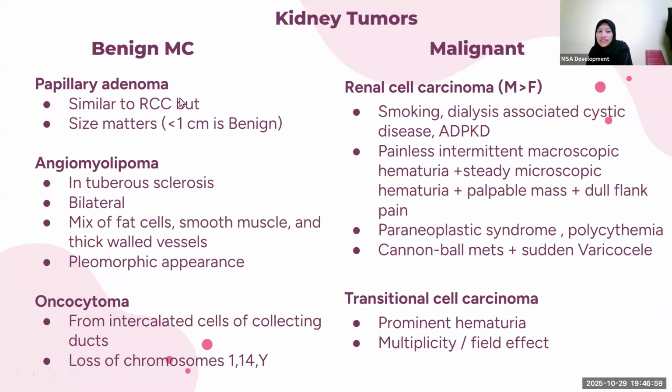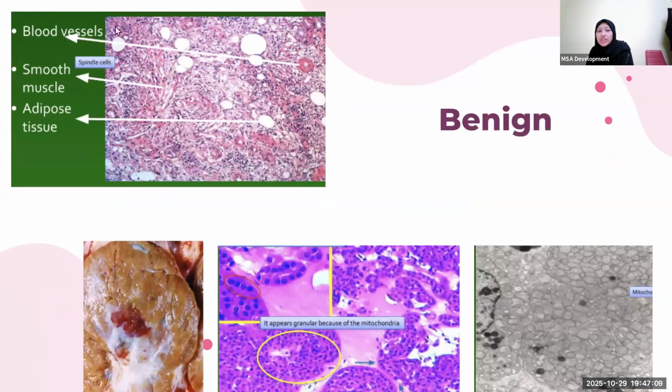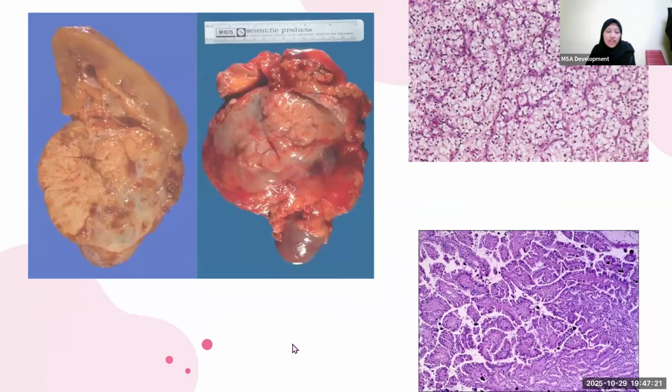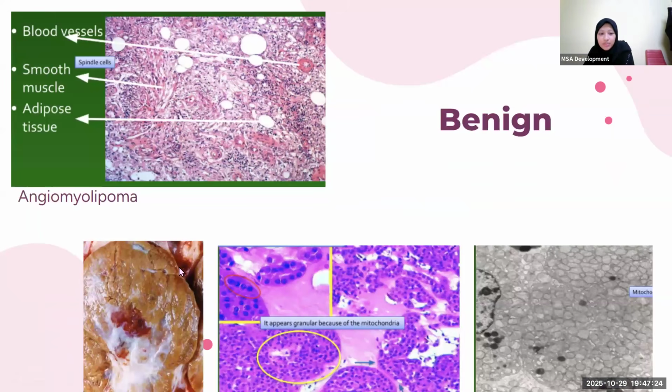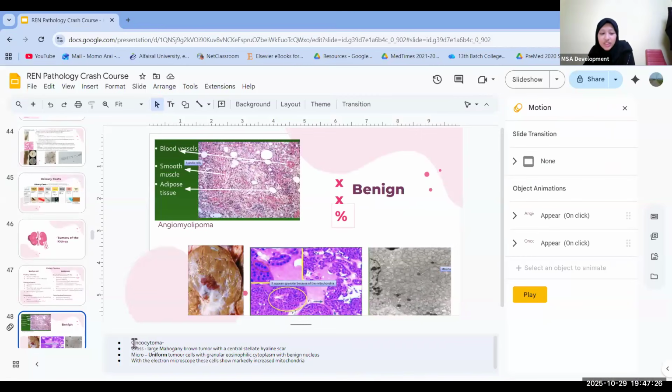Papillary adenoma is, again, very small. It's just the size that is different, but it looks very similar to renal cell carcinoma, which I'll show later. So this one is a mixture of normal cell and angiomyolipoma. This one with the scar and the uniform cells, these are not cancerous cells yet. This is oncocytoma. I'll add that here so I don't forget it later.